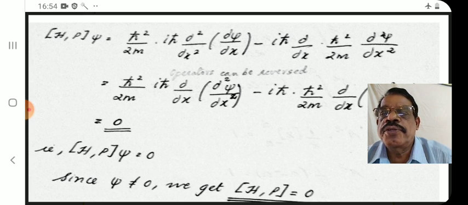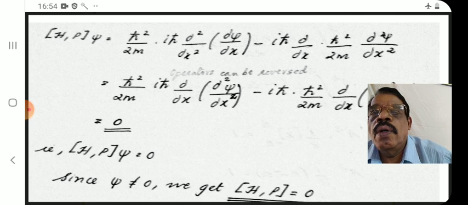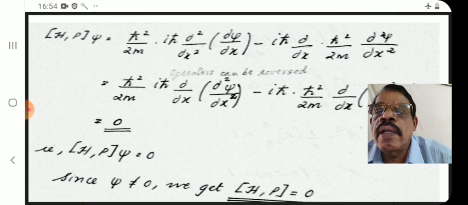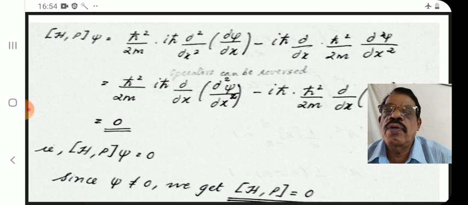And we again repeat h cut squared by 2m into i h cut once, here d squared by dx squared of dpsi by dx. So we can write like this: d by dx of d squared by dx squared, the second derivative of a first derivative. That we can write as the first derivative of a second derivative. That's the meaning.